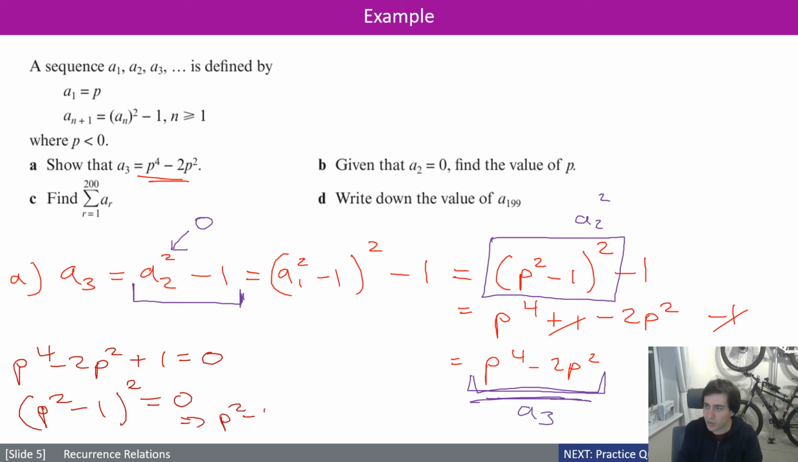P squared minus 1 is 0, which implies P is equal to plus or minus 1. But we were told P is less than 0. So therefore, P is minus 1. Okay.